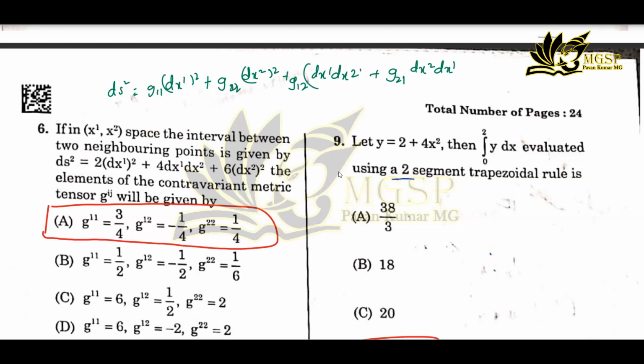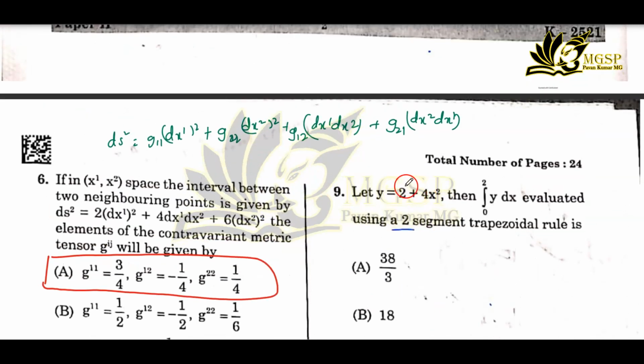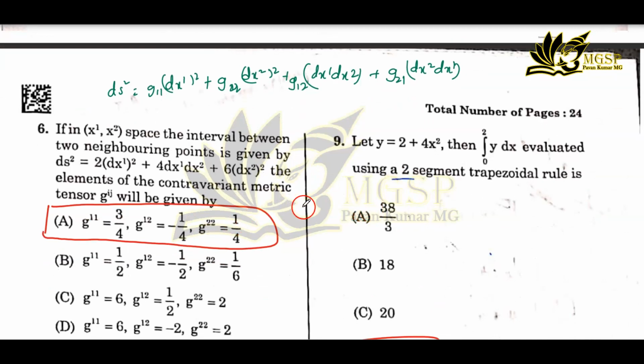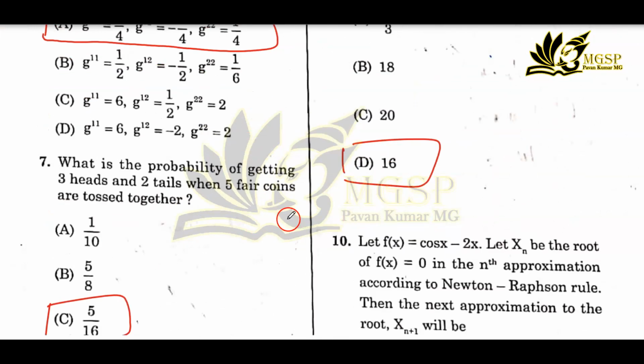So this we have discussed in our class, this is related to tensors. I have told you in the class. So that was the answer. This is the general expression for doing that, so you will end up with the values of g11, g12 and so on.